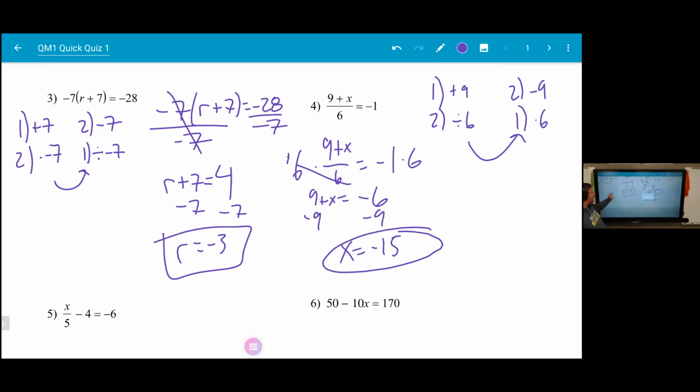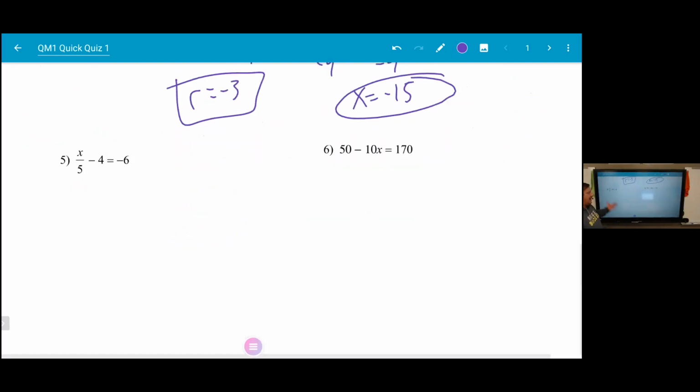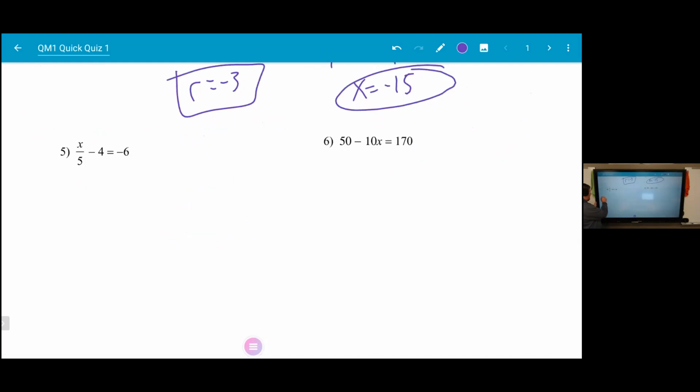Number 5. X divided by 5 minus 4. Let's do that do and undo again. First, I would divide by 5, and then I would subtract 4. So to undo, I need to add 4, then multiply by 5. We can do that. Rewrite it if you want. X divided by 5 minus 4 equals negative 6.